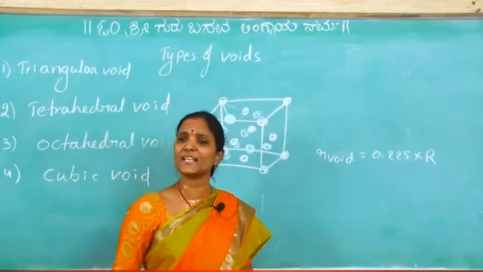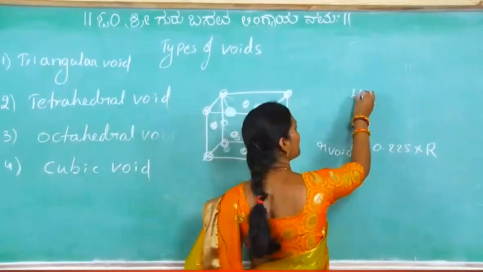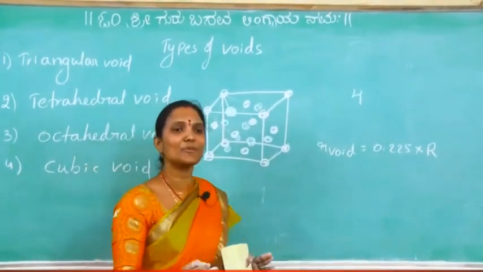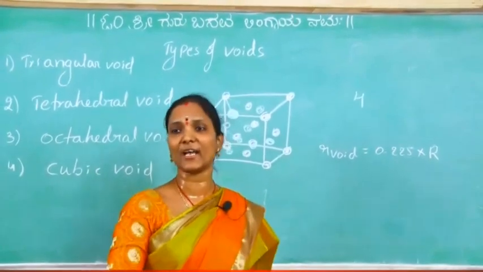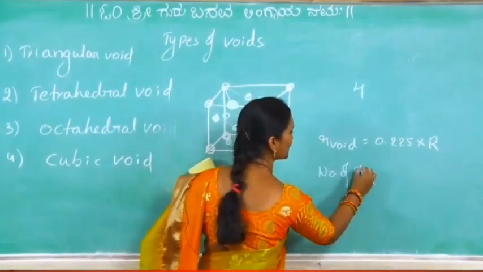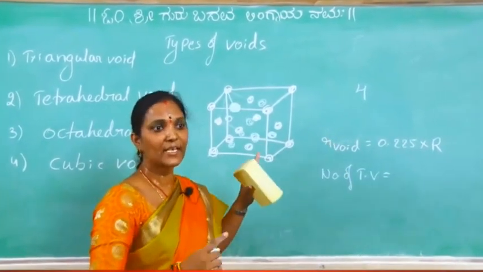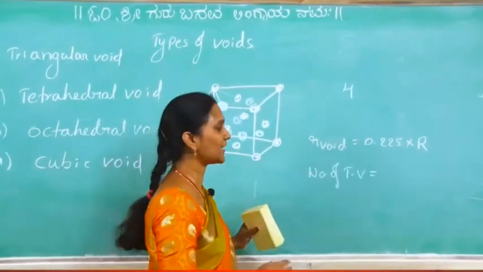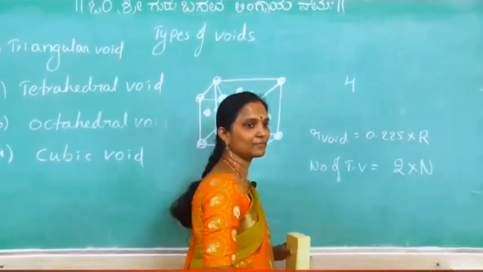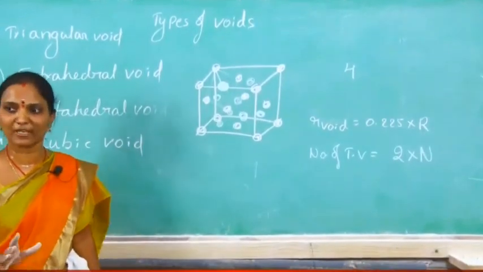How many particles in FCC? 4 particles. Number of particles is 4, number of tetrahedral voids is 8. What is the formula to find the number of tetrahedral voids? Number of tetrahedral voids is equal to 4, the number of particles, into 2, so 8 tetrahedral voids. Nothing but 2 into number of particles. So the formula to find the number of tetrahedral voids is 2 into number of particles.